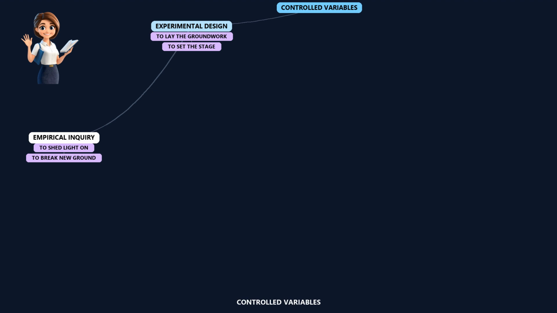Controlled variables. Controlled variables are a branch of experimental design used to rule out interference and keep a lid on outside factors. This means making sure the room temperature or light doesn't change and mess up your results.